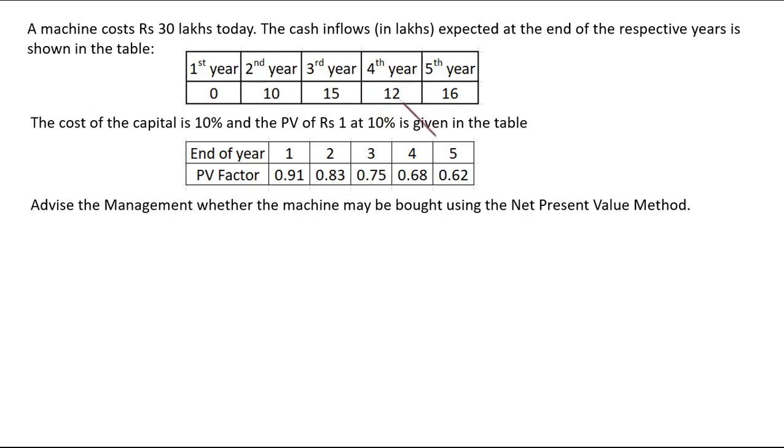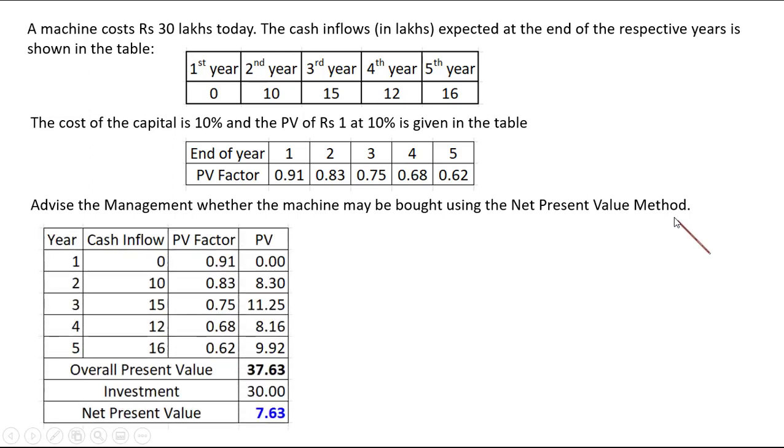After the 4th year, I'm going to earn 12 lakh rupees, and after 5th year, I'm going to earn 16 lakh rupees. And the cost of the capital is 10%. That's the market value. So if I'm not having that 30 lakh rupees as of today, I can get it at 10% per annum. And this particular table shows the present value of rupees 1 at 10%. So at the end of first year, the present value factor is 0.91. After 2 years, it's 0.83 and so on. So we need to advise the management whether the machine should be bought using the net present value method.